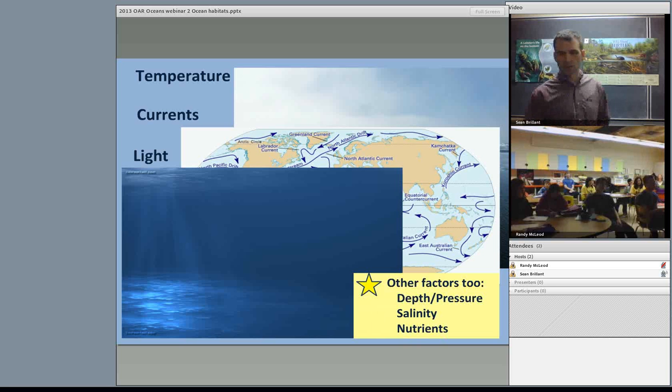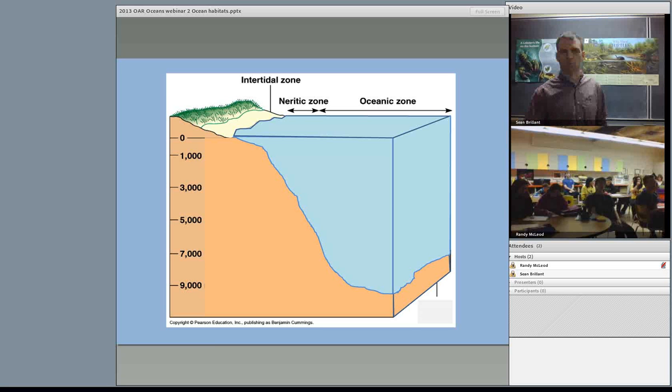Now, I am cheating a little bit here because there are others that I'm sort of neglecting, which include the depth of the ocean and the pressure, the salinity, the amount of nutrients in the water, and several other things. But these three are extremely important. Keep these in mind, and I think you can understand that even if you can't see differences in temperature or currents or light, you know that these are really going to drive differences.